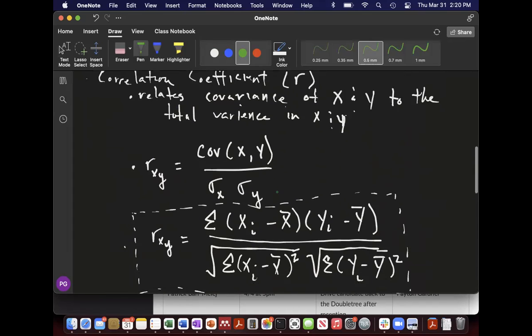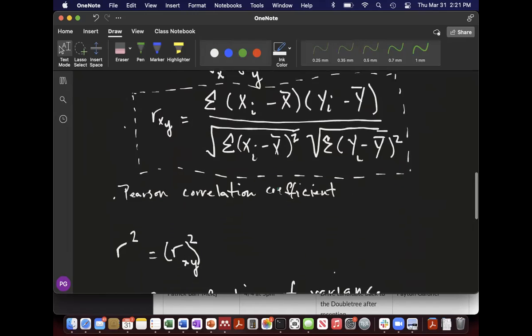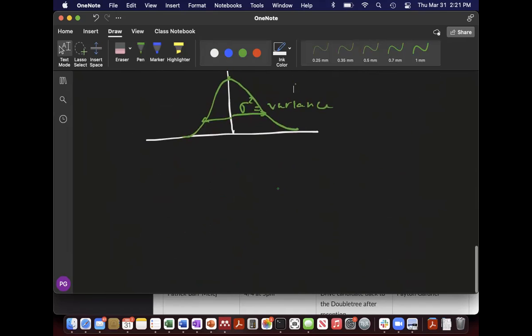So correlation coefficient just gives us an idea of how strong that linear relationship is between the data. If it's a number close to 1, if the correlation coefficient squared is close to 1, 100% of our data, or a lot of our data, is explained by the straight line. If the correlation coefficient starts to get close to 0, that means there's no linear relationship.